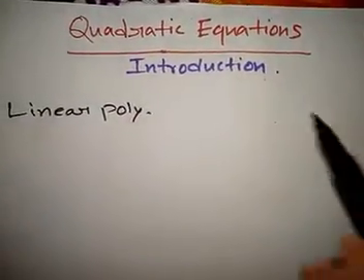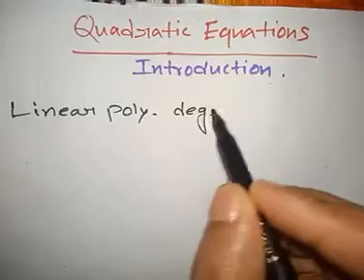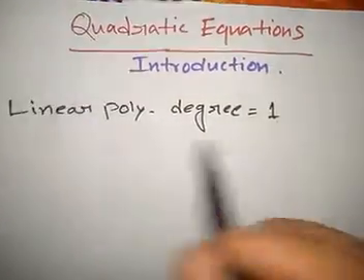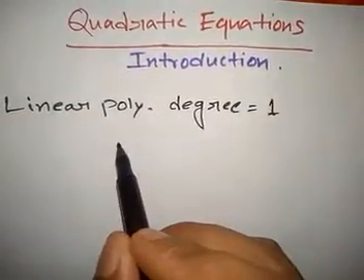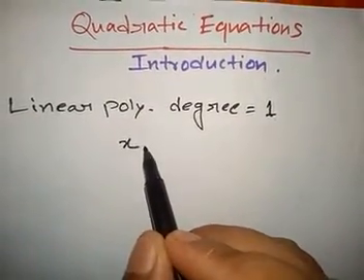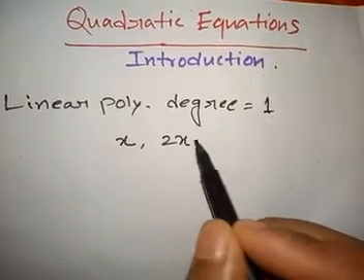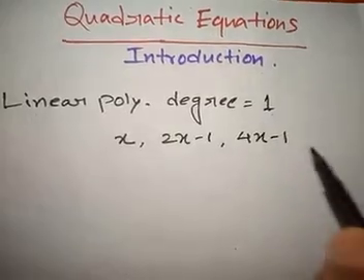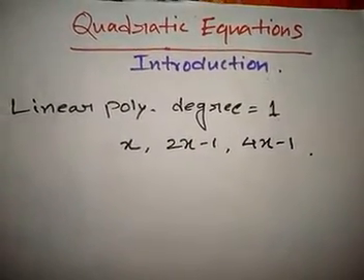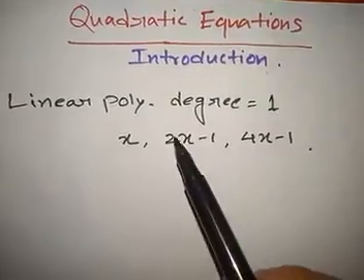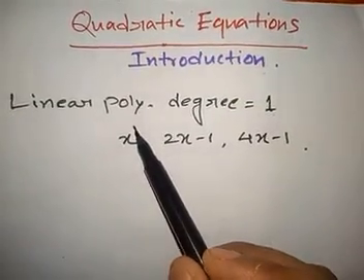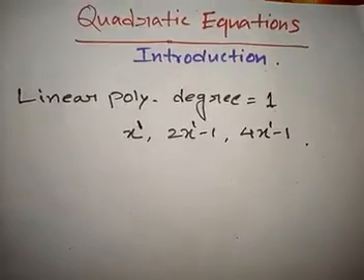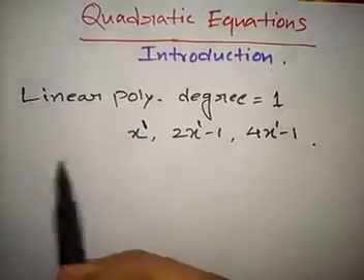Linear polynomial means where the degree is 1. For example, you can have x, then 2x minus 1, 4x minus 1. So these are examples of linear polynomial. Here the degree of the variable is 1. Everywhere it is 1.